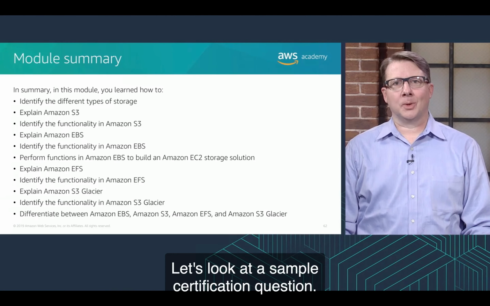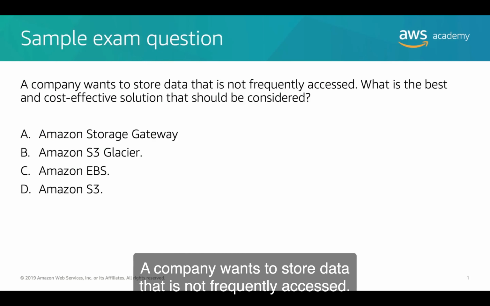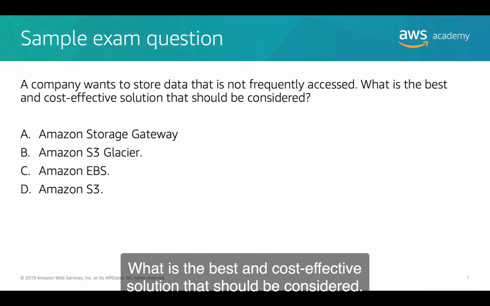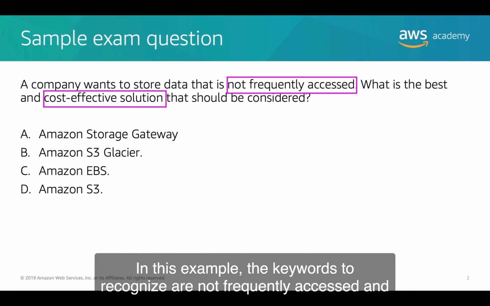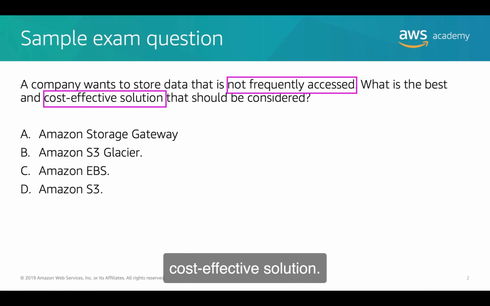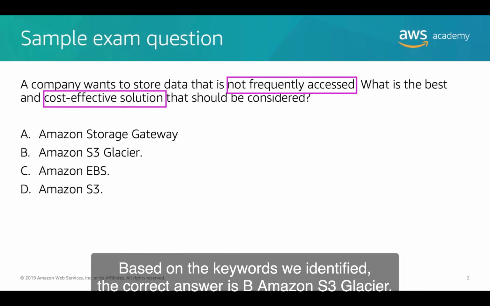Let's look at a sample certification question. A company wants to store data that is not frequently accessed. What is the best and cost-effective solution that should be considered? In this example, the key words to recognize are not frequently accessed and cost-effective solution. Based on the keywords we identified, the correct answer is B, Amazon S3 Glacier.